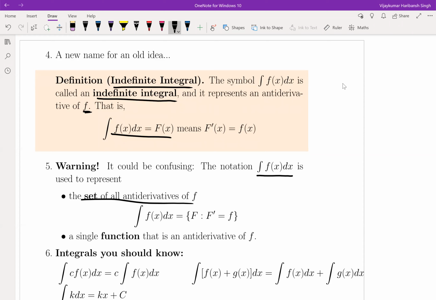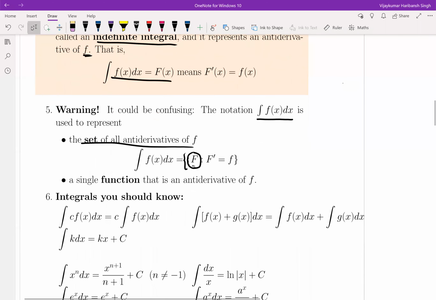So integral f of x dx is the collection of all those functions F whose derivative, when you take it, you get small f. Or in other words, it's the collection of all the antiderivatives of small f function. And one of these single functions is called an antiderivative, but the collection of all these antiderivatives gives you the integral. Okay, so that's the connection.